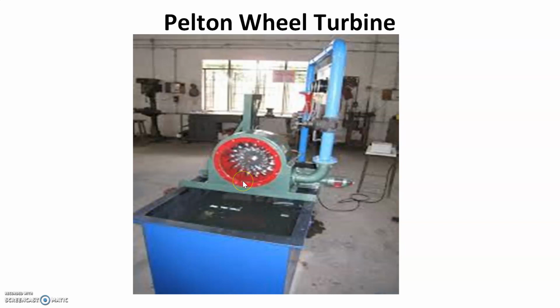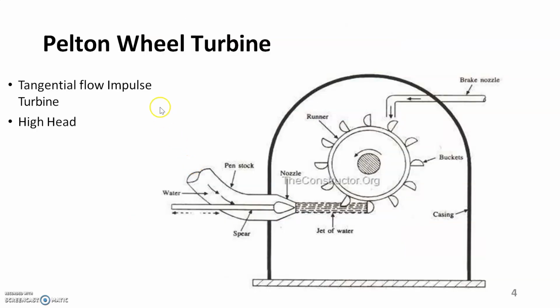And the parts of the Pelton wheel, we'll see in detail, right? So what type of a turbine is Pelton wheel? Pelton wheel turbine is a tangential flow impulse turbine.